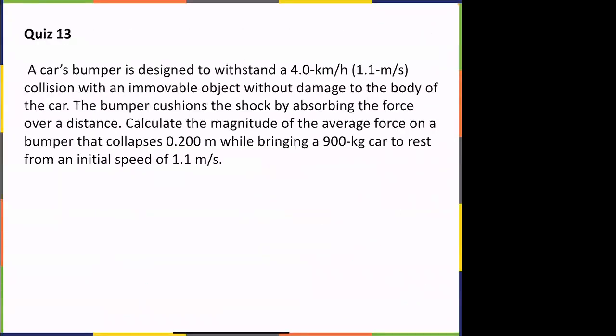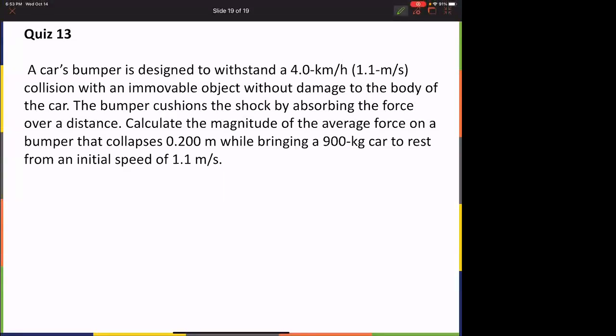Quiz 13. A car's bumper is designed to stand a 1.1 meter per second collision with an immovable object without damage to the bottom of the car. The bumper cushions the shock by absorbing the force over a distance. Calculate the magnitude of the average force on a bumper that collapses 0.2 meters while bringing a 900 kilogram car to rest from that initial speed. When you are done, chat me the answer.